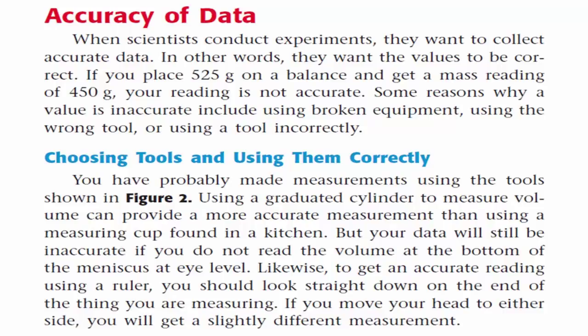Choosing tools and using them correctly. You have probably made measurements using the tools shown in Figure 2. Using a graduated cylinder to measure volume can provide a more accurate measurement than using a measuring cup found in a kitchen. But your data will still be inaccurate if you do not read the volume at the bottom of the meniscus at eye level. Likewise, to get an accurate reading using a ruler, you should look straight down on the end of the thing you are measuring. If you move your head to either side, you will get a slightly different measurement.